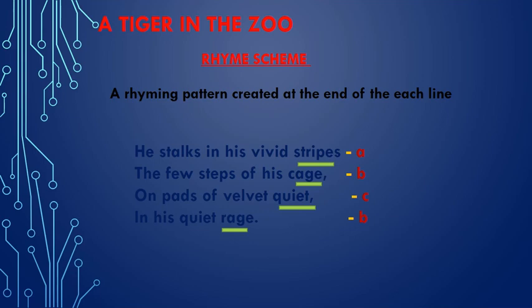Stripes is A, case is B, quiet is C, and race is B. Why do we give B? Yes, the second and fourth lines, case and race, are the same rhyming words. So A, B, C, B. This is the rhyming scheme that was given in this poem.